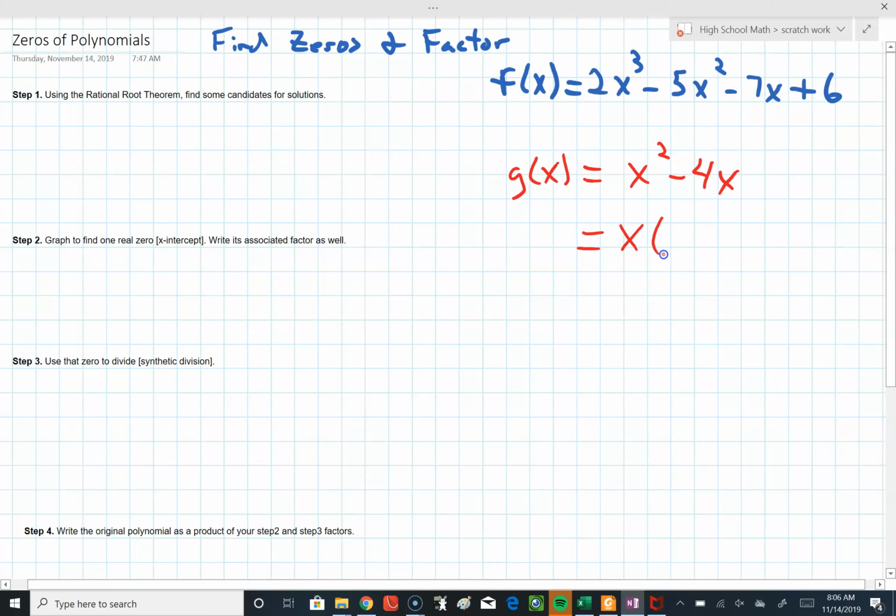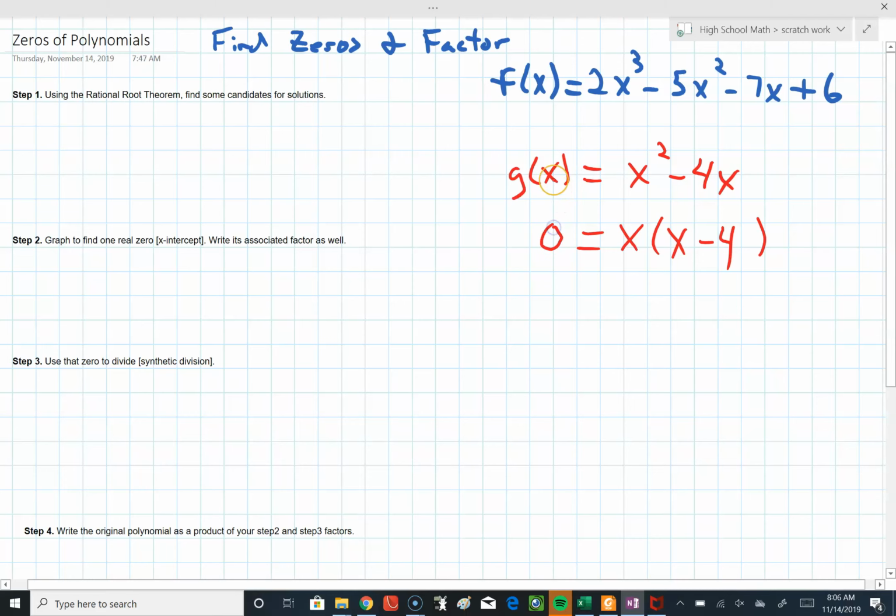Factoring out x. What is x squared divided by x? Good. What is minus 4x divided by x? Good. Using the distributive property, x times x is x squared, x times minus 4 is minus 4x. Questions? All right, well, we want to find the zeros.